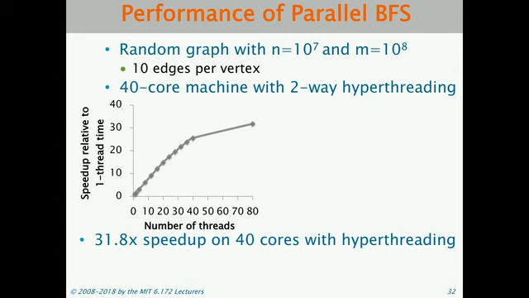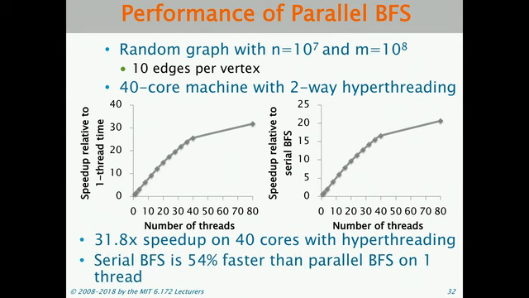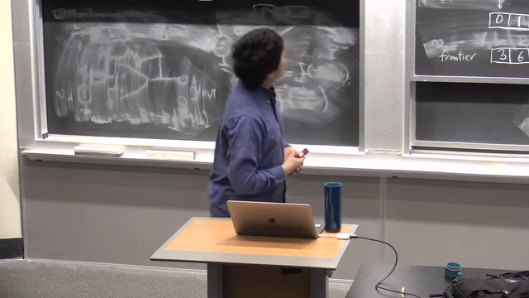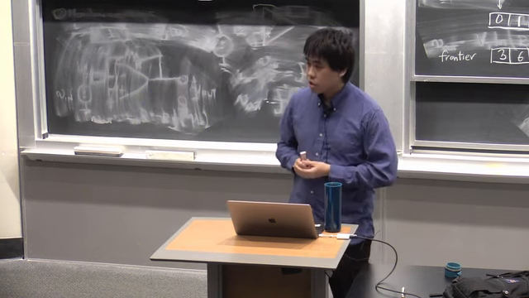I also compared this to the serial BFS algorithm because that's what we ultimately want to compare against. So we see that on 80 threads, the speedup over the serial BFS is about 21 to 22x. And the serial BFS is 54% faster than the parallel BFS on one thread. This is because it's doing less work than the parallel version. The parallel version has to do extra work with the prefix sum in the filter, whereas the serial version doesn't have to do that. But overall, the parallel implementation is still pretty good. Any questions?